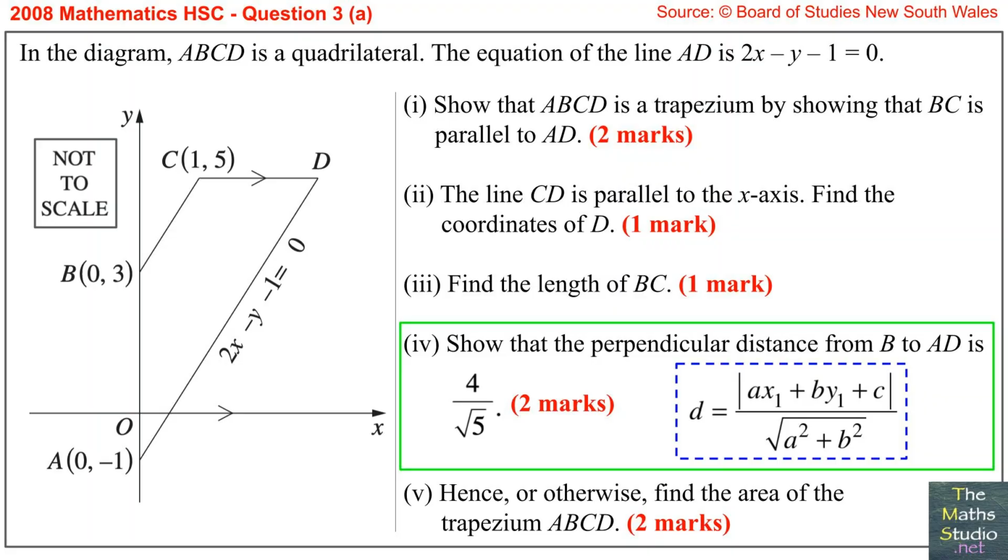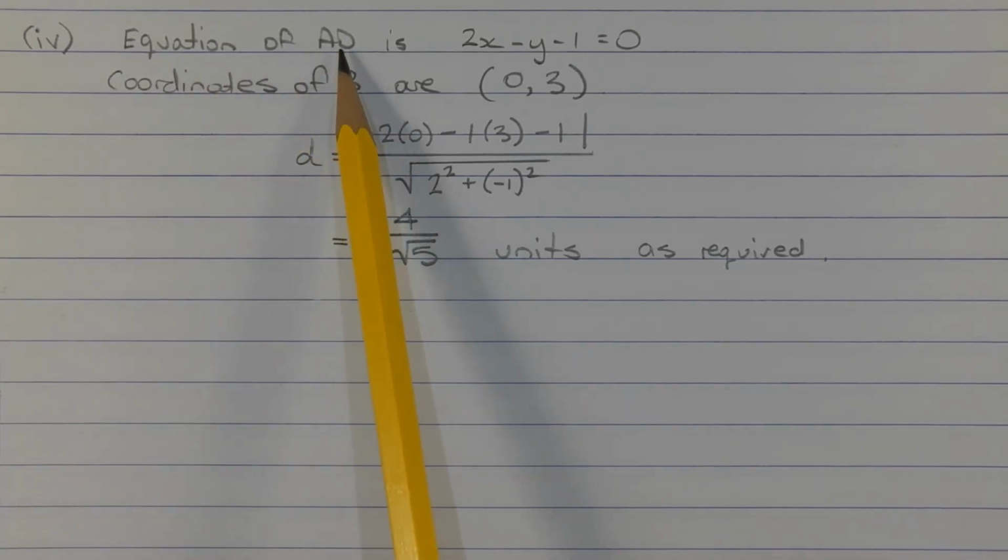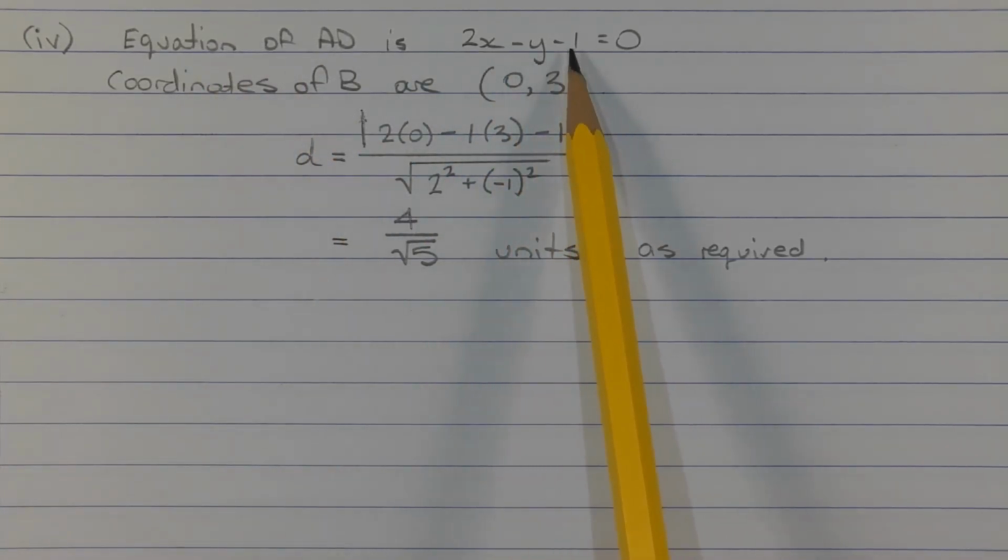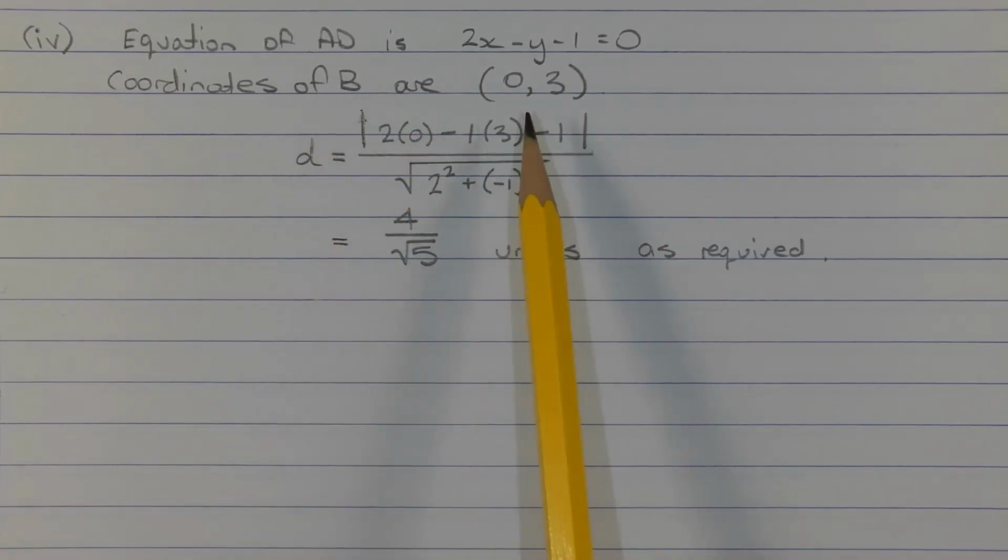Part 4. Using the perpendicular distance of a point from a line formula, D equals the absolute value of Ax1 plus By1 plus C over the square root of A squared plus B squared, show that the perpendicular distance from B to AD is 4 over root 5. The equation of line AD in general form is 2x minus y minus 1 equals 0. And the coordinates of point B are 0, 3. To find the perpendicular distance of a point from a line, which incidentally represents the shortest distance from that point to that line, we use the perpendicular distance formula.